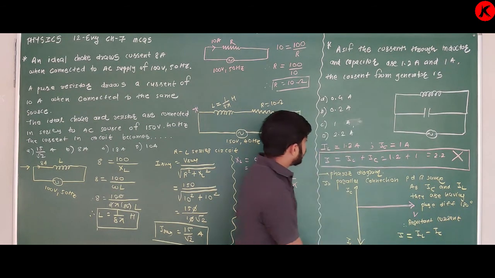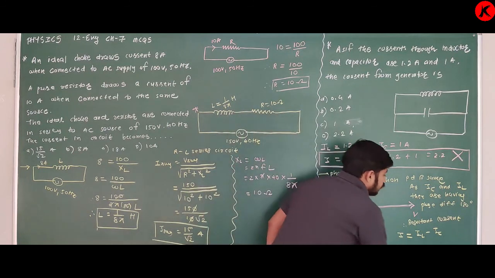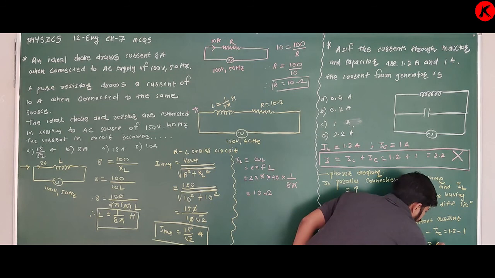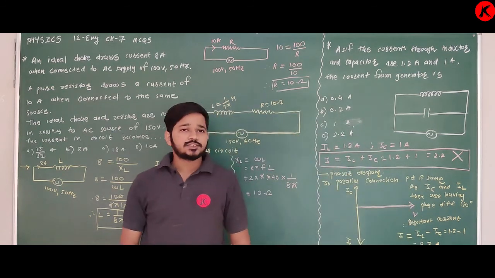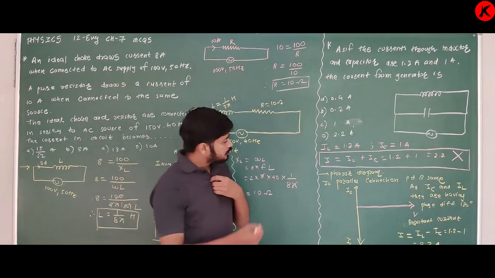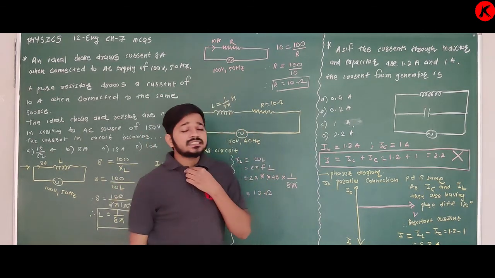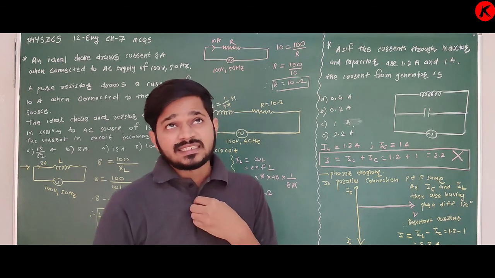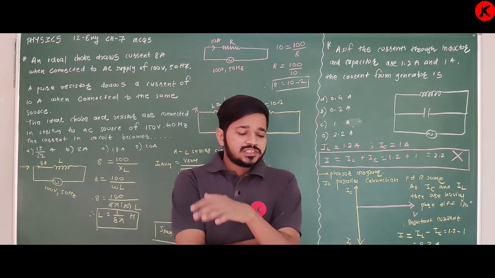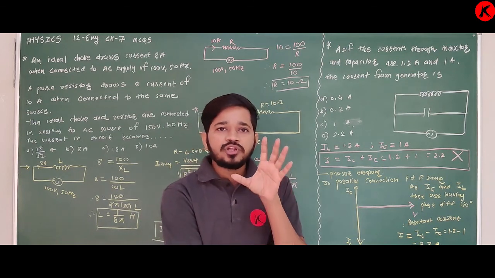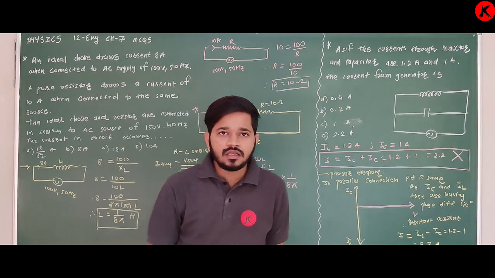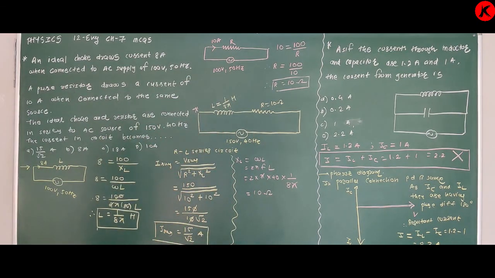What is IL? It is 1.2 minus 1, so it is 0.2 ampere. Clear about this? You have to take care about series and parallel connections of resistor, inductor and capacitor. In this chapter, if you know each and every equation, then you can solve questions easily. Okay, now the next question.